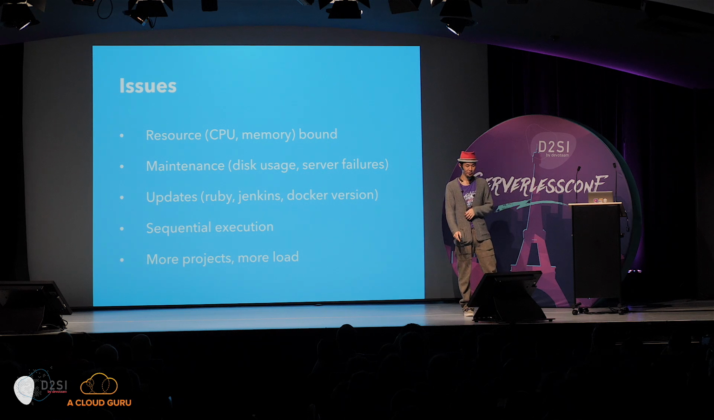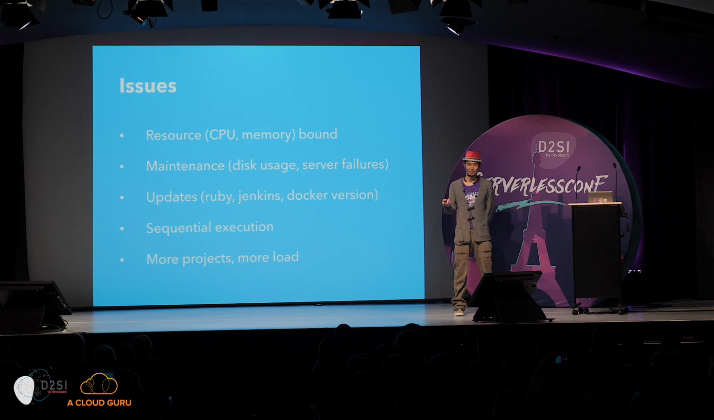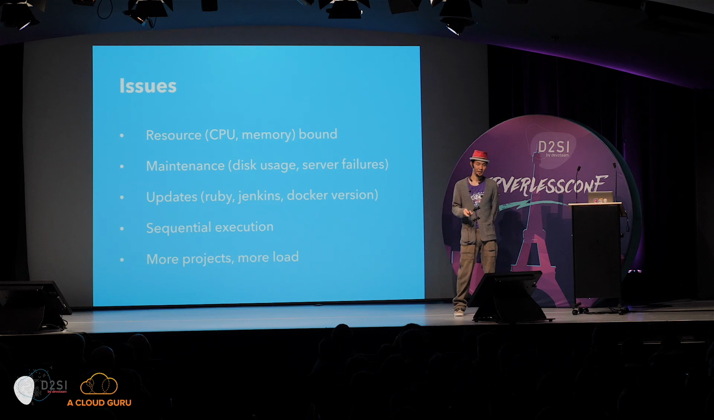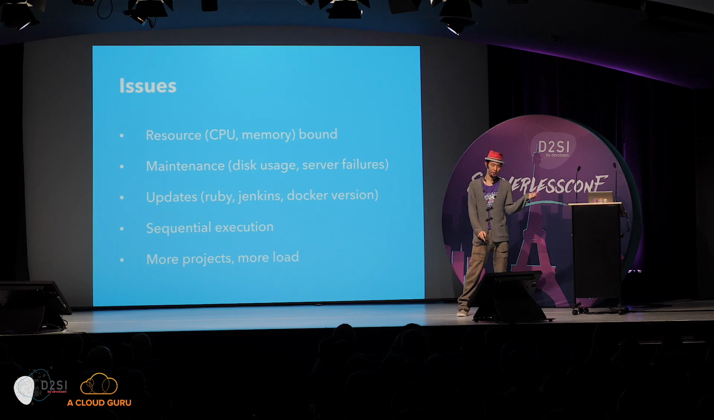However, we had some issues, like some of the servers would be resource bound, CPU, memory, maintenance with disk usage, and server failures. That was like a headache. We had to keep track of updates with Ruby. We were using Ruby and some Go. The versions, like those, Jenkins, Docker versions. And most of the process would be sequential execution, so we had to wait on deployments. And as we added more projects, there was more load.